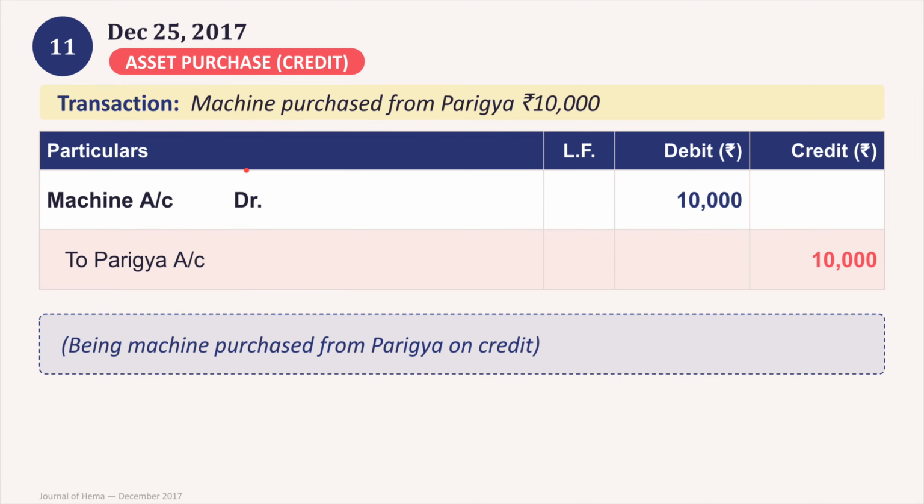Next, machine purchased from Parigya 10,000. So it is a machinery purchase. It's a credit purchase. Okay. So machine account debtor, because it is an asset, we will debit machine account to Parigya account. Okay. Here it's a creditor. Increase in creditor we will credit. So we will write 10,000 on both sides, being machine purchased from Parigya on credit.